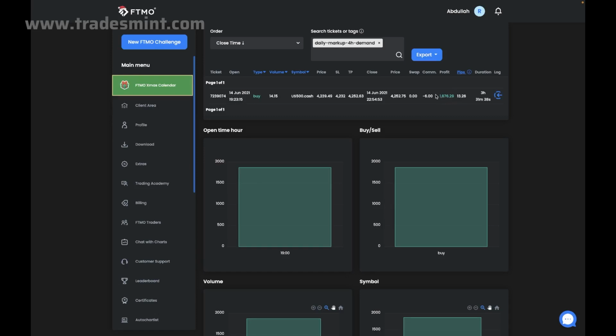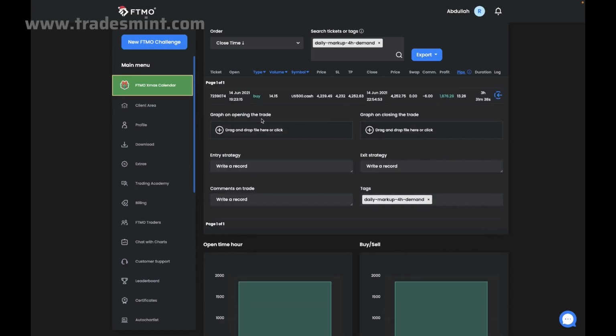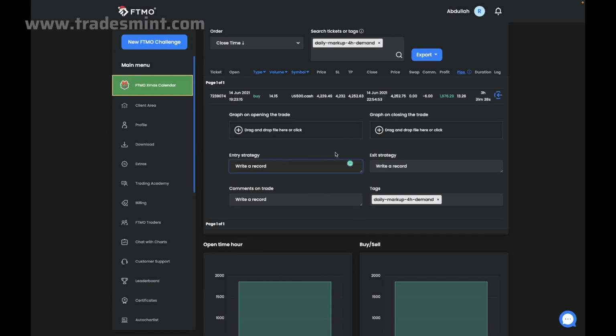So this one, 1800 right here. If you click on this button over here, you can add graphs here. I store my graphs differently. You can record the strategy here, your entry strategy, your exit strategy. You can write comments. But here I just add a tag since I have everything in my playbook. So I add a tag, daily markup, 4-hour demand. So this gives us an idea of how our setups are performing.